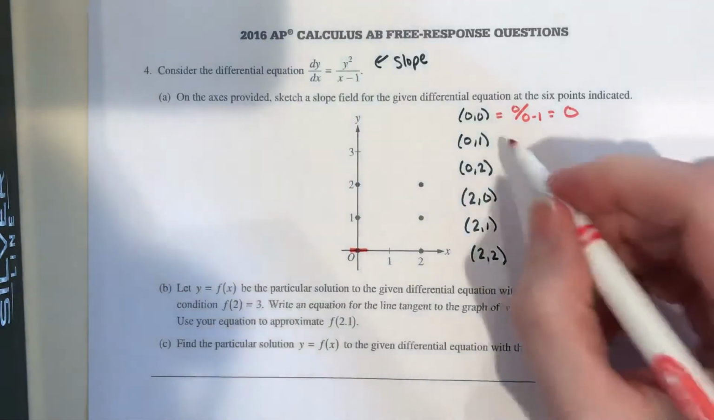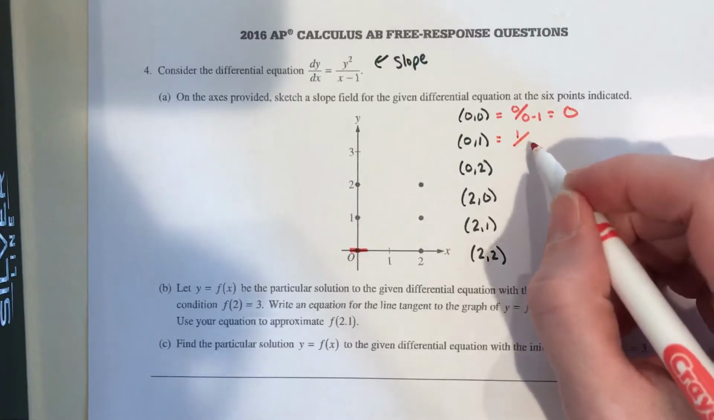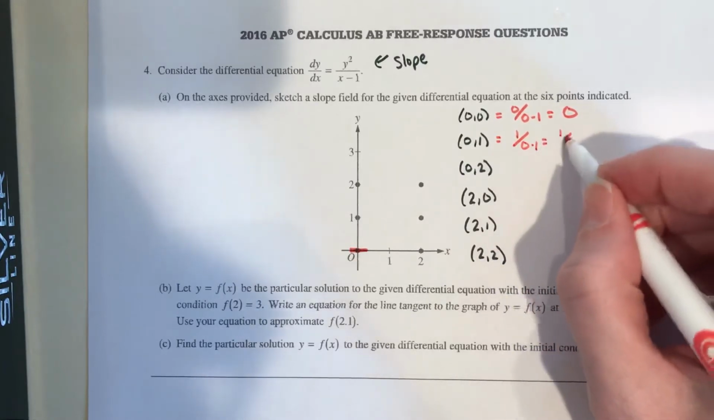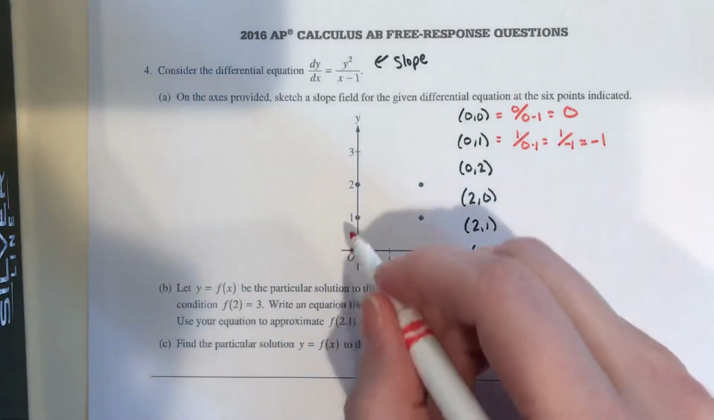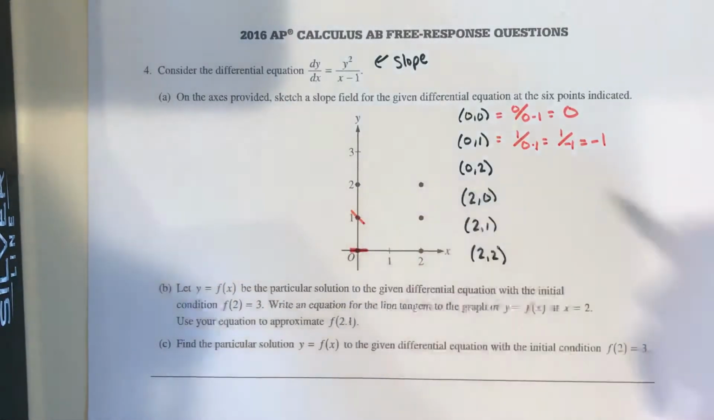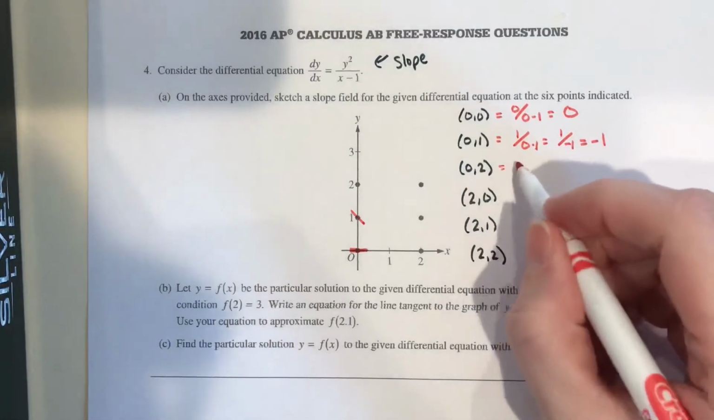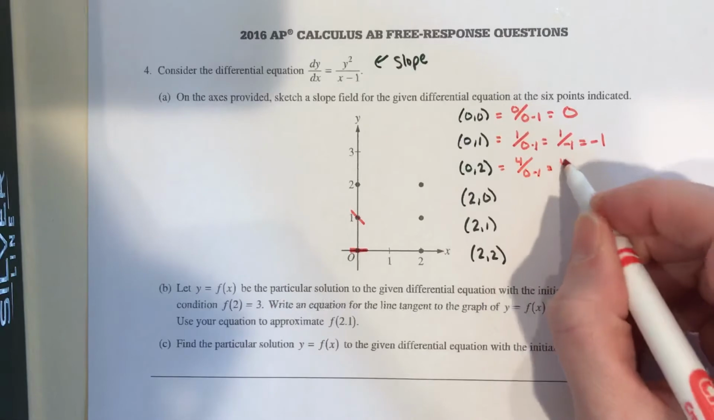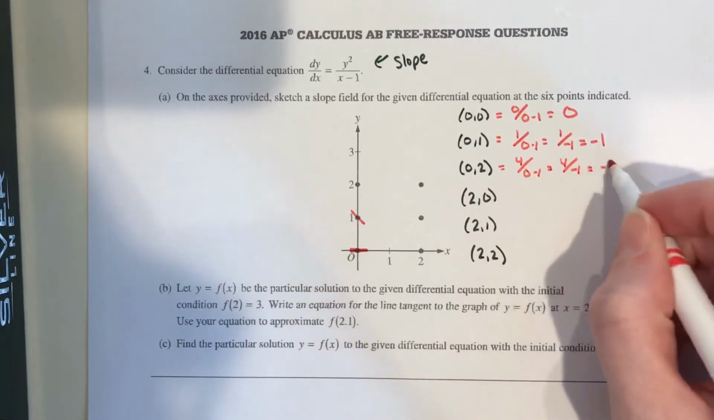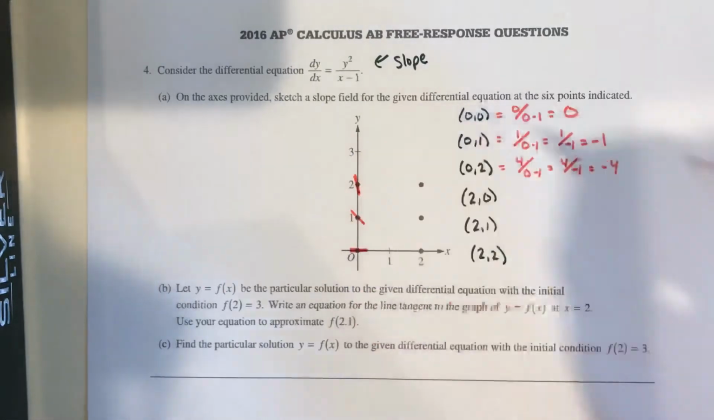At (0, 1), I get 1 squared, which is 1, over 0 minus 1. So 1 over negative 1, which is negative 1. So at (0, 1), I have a slope of negative 1, which is a perfectly diagonal line. At (0, 2), my slope would be 2 squared, which is 4, over 0 minus 1. So 4 over negative 1 gives me negative 4. So at that point, I'm going to draw a pretty steep line.